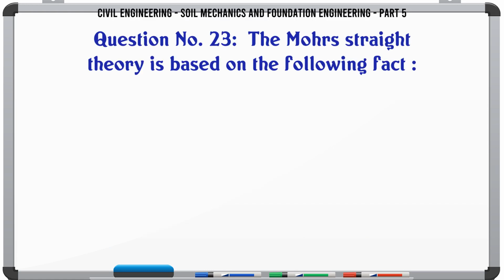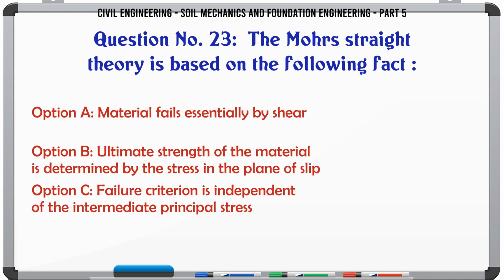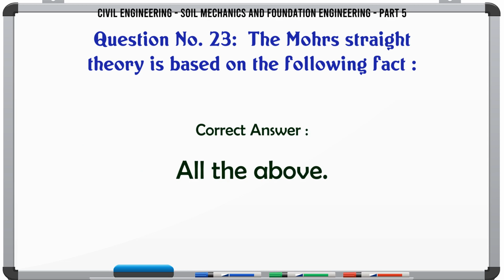The Mohr's strain theory is based on the following fact: A. Material fails essentially by shear. B. Ultimate strength of the material is determined by the stress in the plane of slip. C. Failure criterion is independent of the intermediate principal stress. D. All the above. The correct answer is all the above.